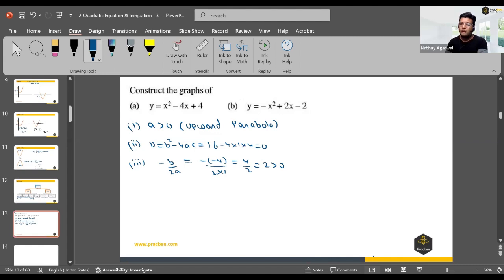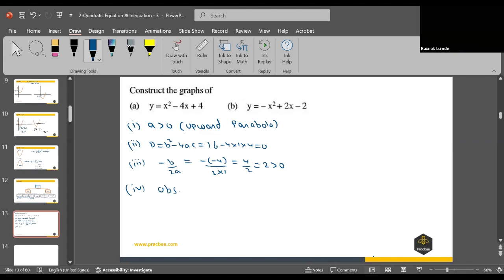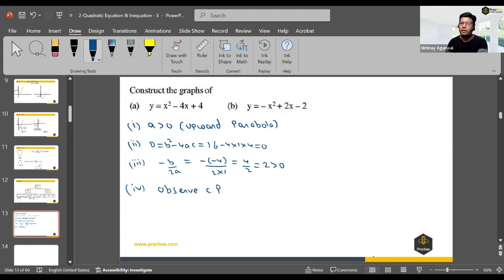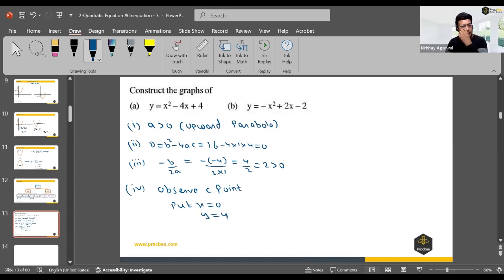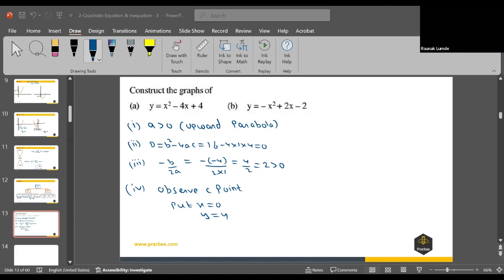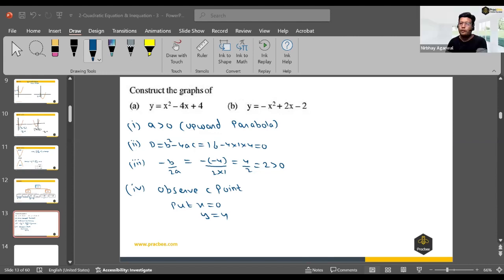And the fourth point is the sign of C. Observe the C point. So put x equal to 0. What will happen? Y is 4. It means the graph cuts the y-axis at the positive y-axis. Clear?